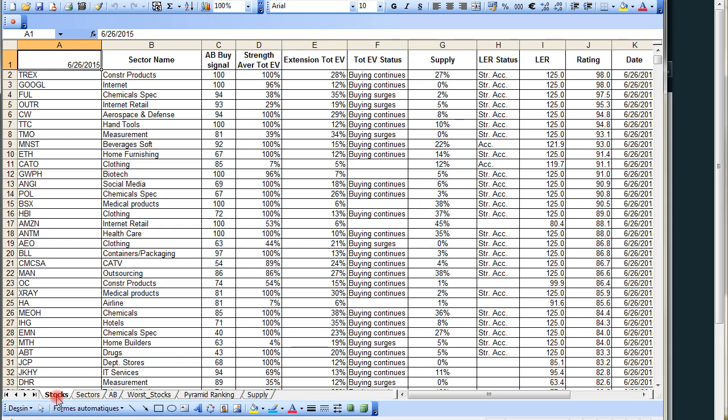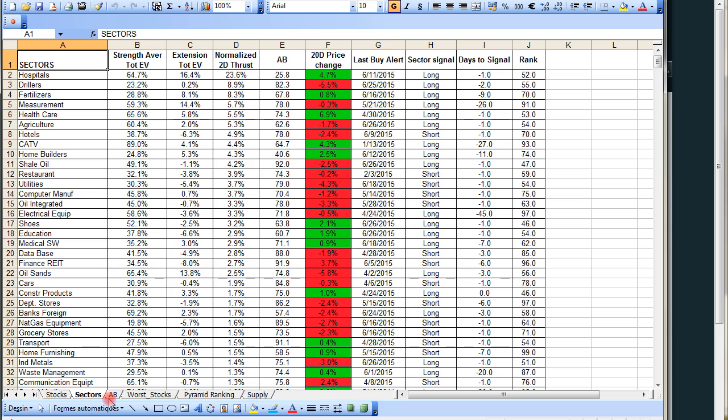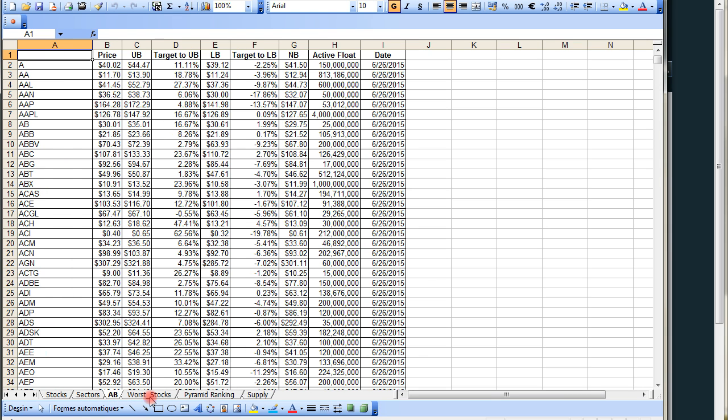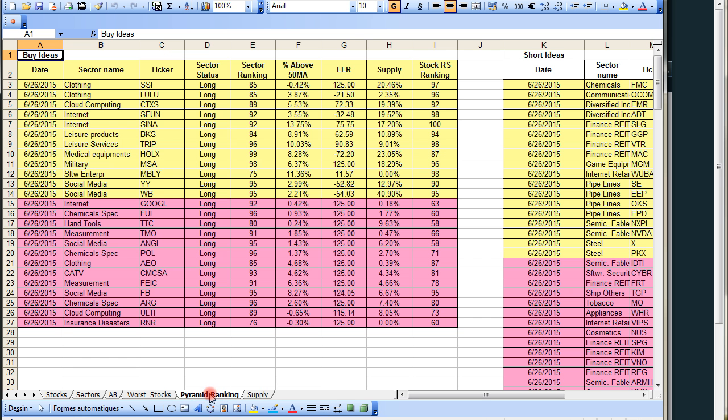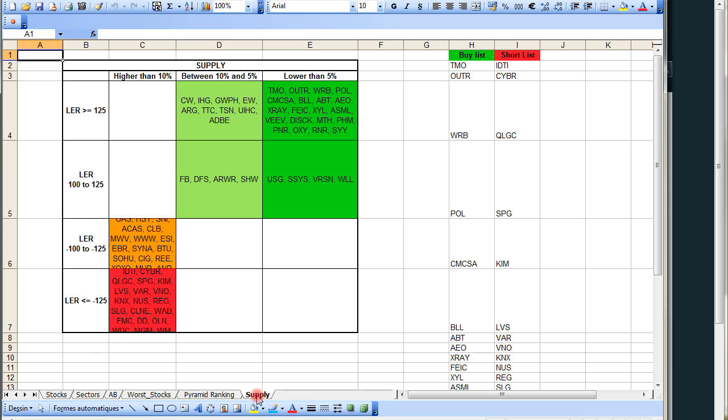So you can see here that you have information about stocks, about the sectors, about active boundaries, and then you have the way to select the worst stocks. You have a way to find the ranking pyramid and then the supply information. So let's go through these sheets one by one.